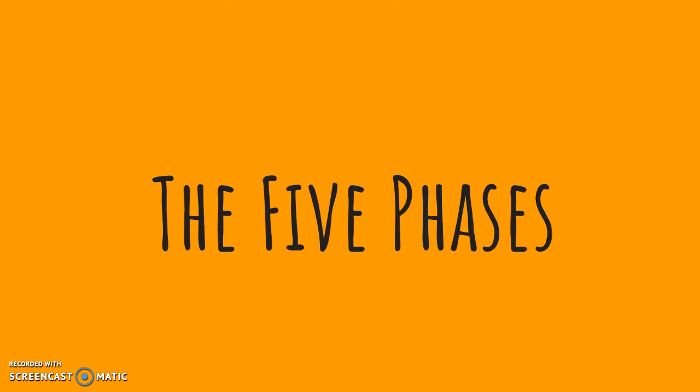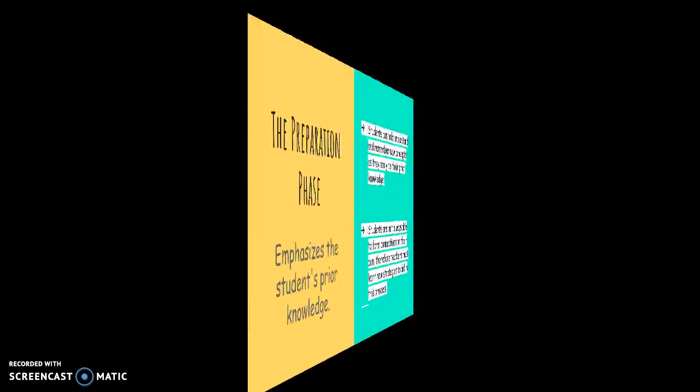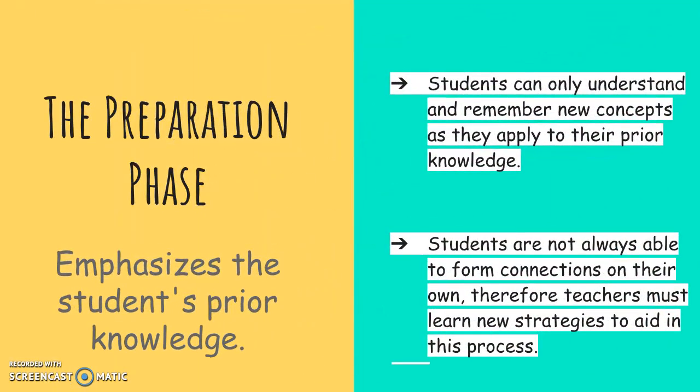There are 5 phases to the CALA method. The first phase is the preparation phase. This phase emphasizes the student's prior knowledge. Students can only understand and remember new concepts as they apply to their prior knowledge. Students are not always able to form connections on their own. Therefore, teachers must learn new strategies to aid in this process.